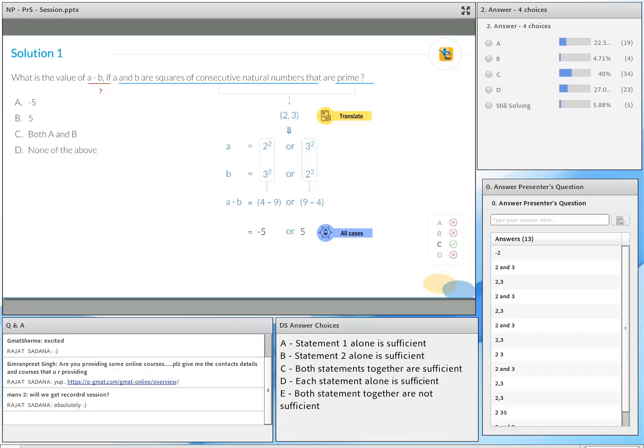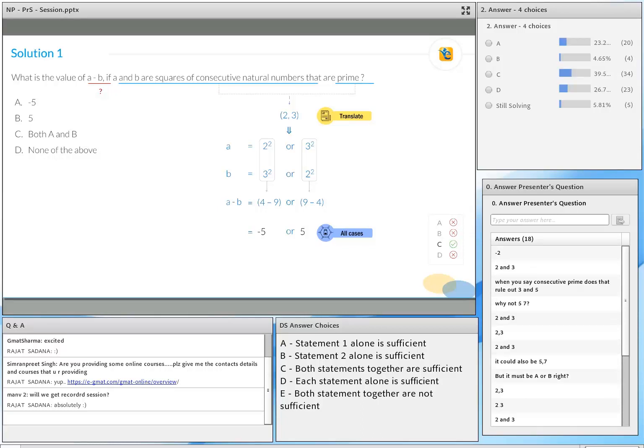Again, from the standpoint of process skills, the first process skill that we applied here was translate. We translated the information in the question statement and arrived at the fact that A and B could be 2 and 3. And then we looked at both the cases that were possible, wherein A is 2 square or A is 3 square.